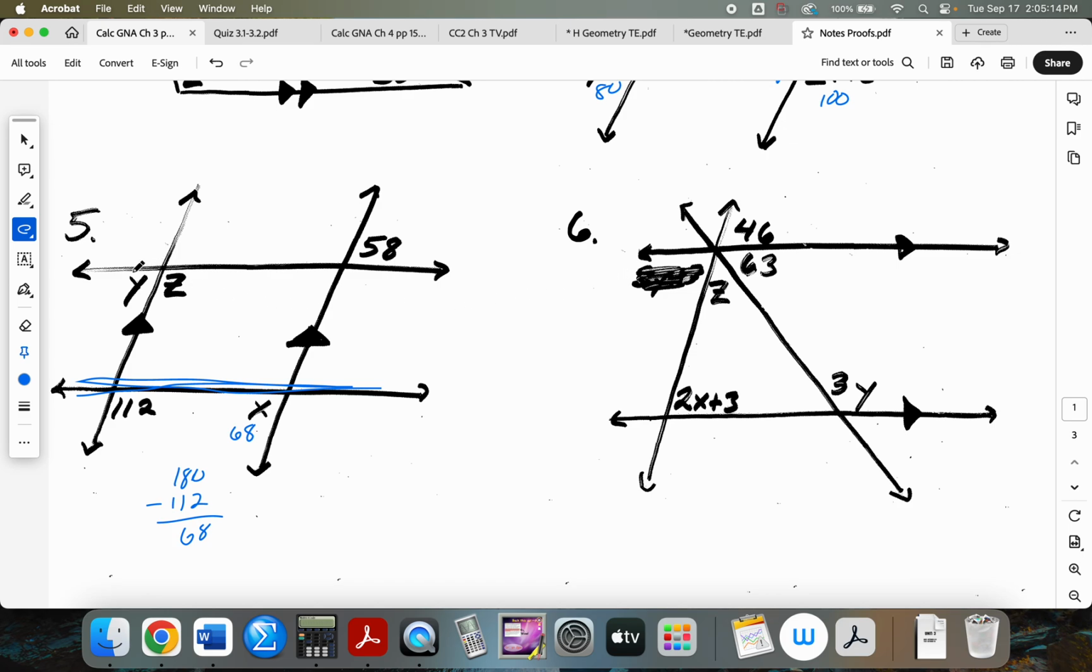Then when I'm finding angle y, do I want to go left and right or up and down? Left and right. I still want to cross the parallel lines. I want to go this way. What kind of angles are the y and the 58? Alternate exterior. And if they're not same side interior, all the other ones that we've named are congruent. So this is 58.